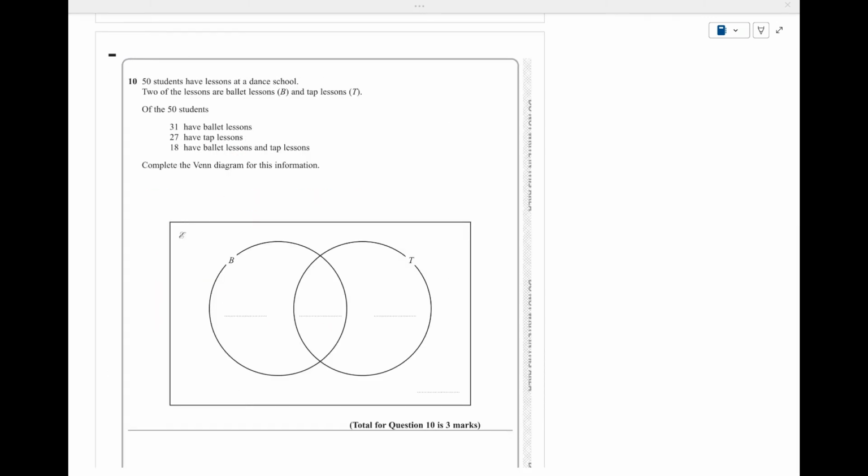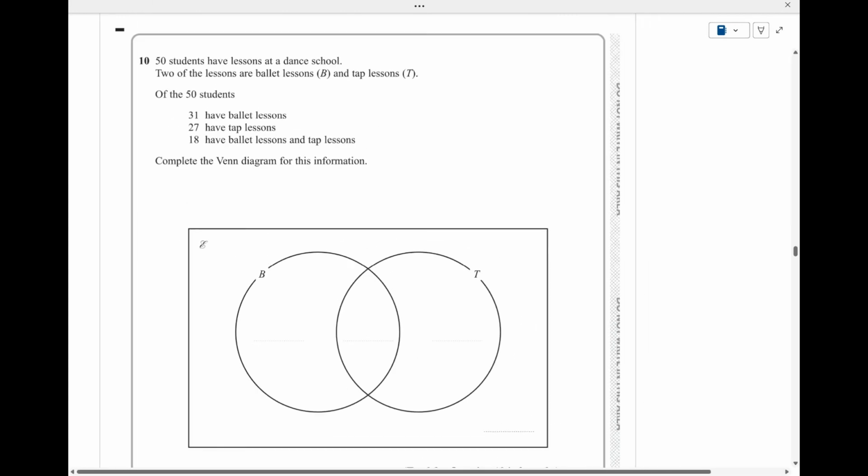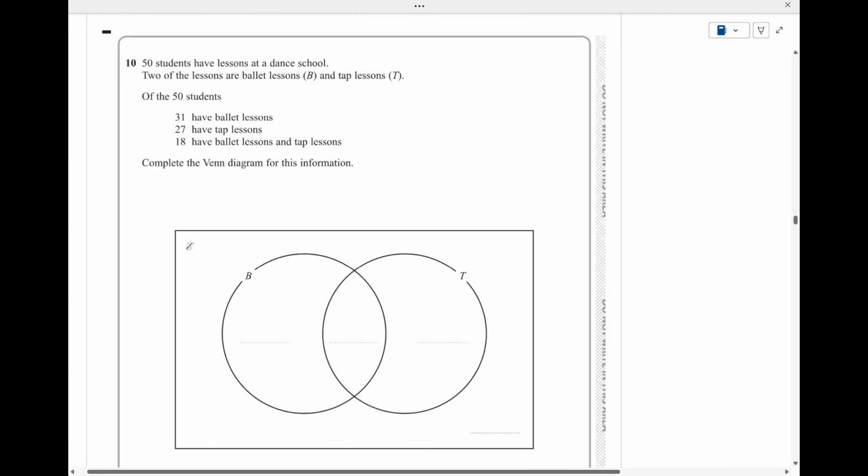Question 10, Venn diagrams. Let's have a look. 50 students have lessons at a dance school. Two of the lessons are ballet and tap. Of the 50 students, underline that. Remember, we've got 50 students to deal with here.